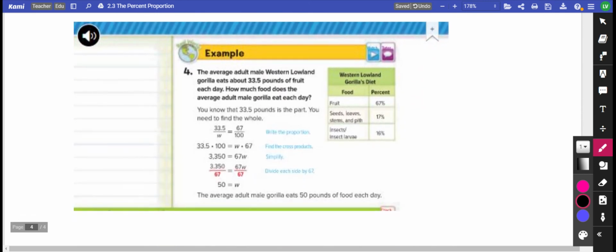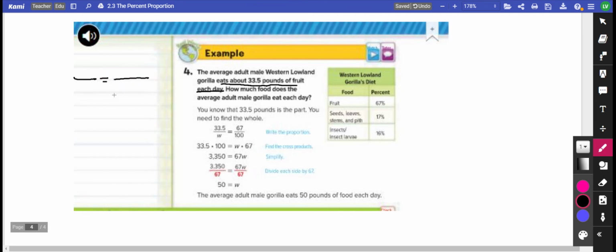Let's move on to example number 4. The average adult male Western lowland gorilla eats about 33 and 5/10 pounds of fruit each day. How much food does the average adult male gorilla eat each day? So you know that 33 and 5/10 pounds is the part, because the average adult male eats about 33 and 5/10 pounds of fruit each day. How much does the average adult male gorilla eat each day?